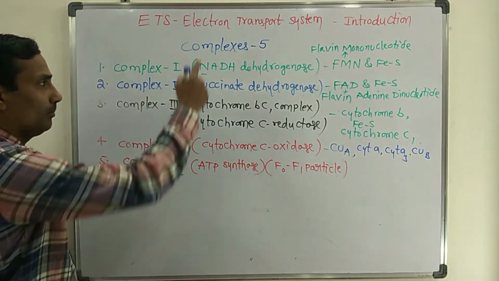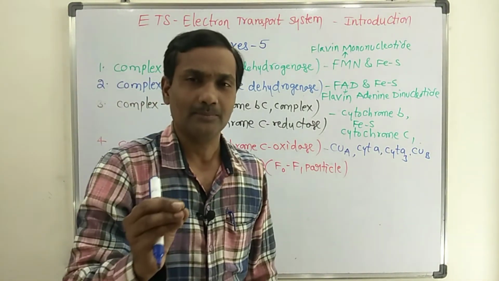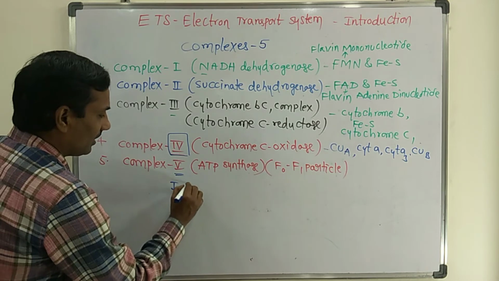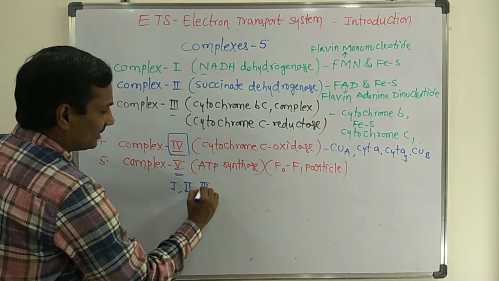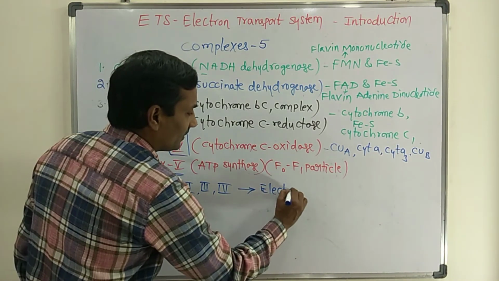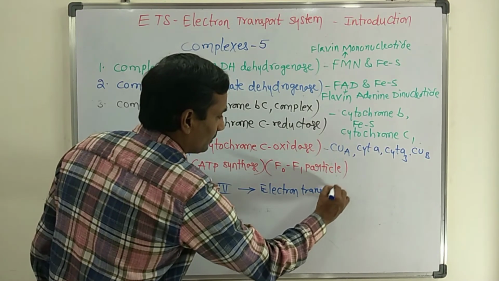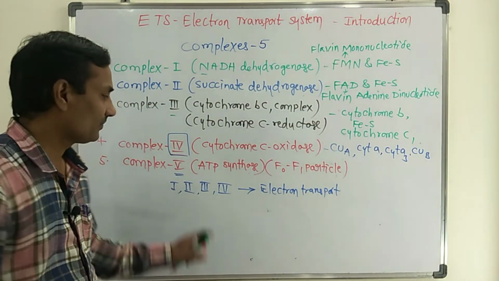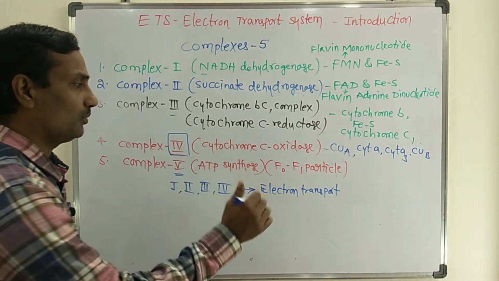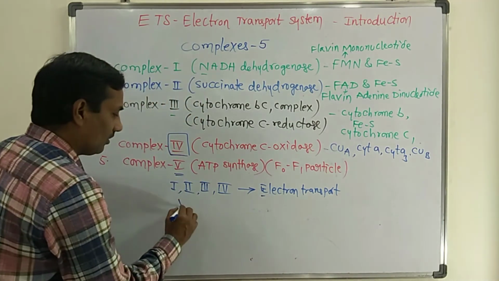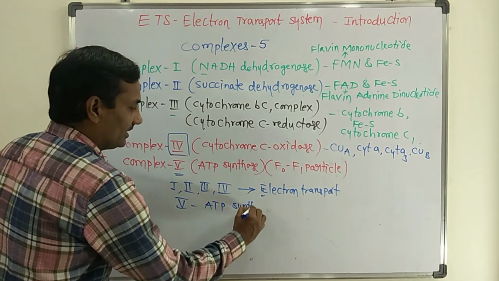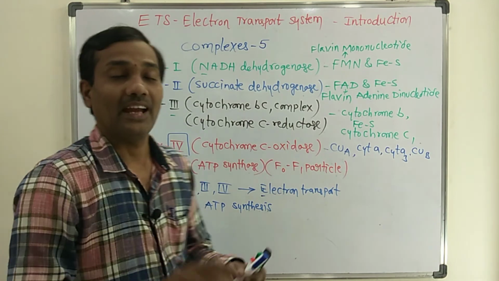Among all these, there are total 5 complexes. First, complex 1, complex 2, complex 3 and complex 4. These 4 complexes only help in electron transport during the ETS mechanism. So complexes 1, 2, 3, 4 play an important role in transport of electrons. Whereas complex 5 helps in synthesis of ATP. It is associated with synthesis of ATP.